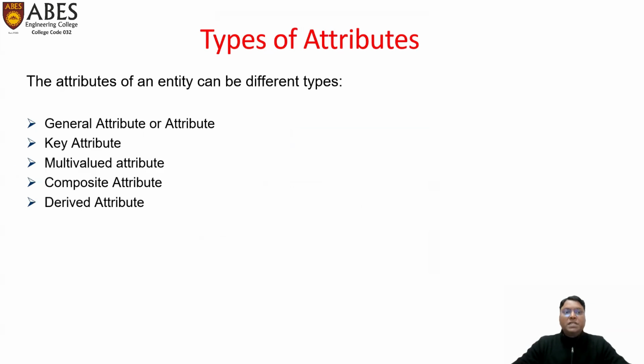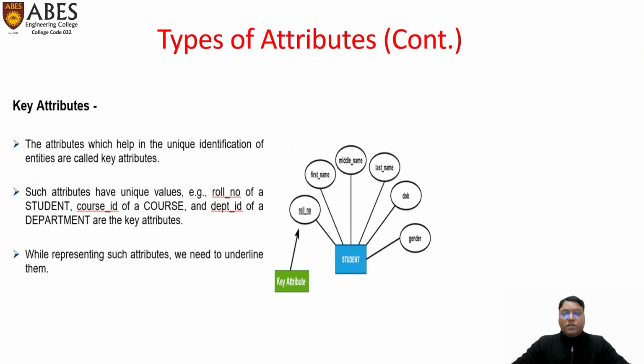Now, types of attribute. The attribute of an entity can be of different types. We have a lot of categories of attributes: general attribute, key attribute, multi-valued attribute, composite attribute, and derived attribute. Now, what is a key attribute? The attribute which helps in the unique identification of entities is called a key attribute.